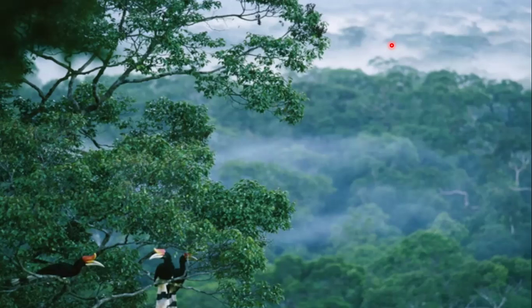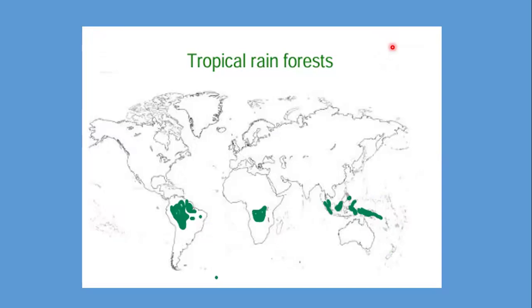These rainforests are dense and warm forests and are located between 10° north and 10° south of the equator. And the temperature here exceeds 18 degrees Celsius.